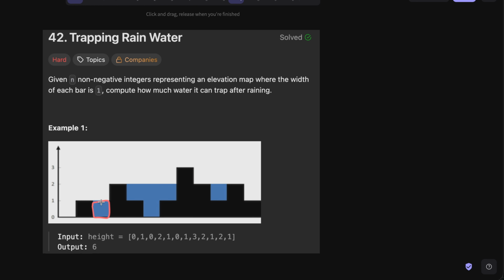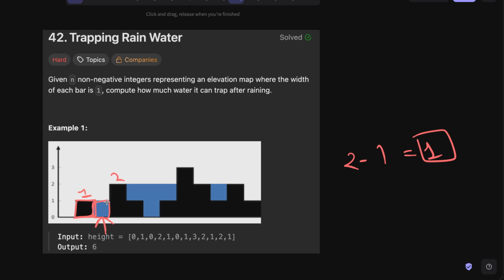Now we have this block and it actually contains some water. So the reason it is containing water is because there is a boundary on its left side that is helping it to hold the water, right? So the boundary of height 1 is right here. And then there is another boundary of height 2 right here, which is helping to hold the water. So the amount of water here is basically equal to the boundary here, right? You can also try to do 2 minus 1, that is 1. So that is also equal to the amount of water that is being held in this particular position.